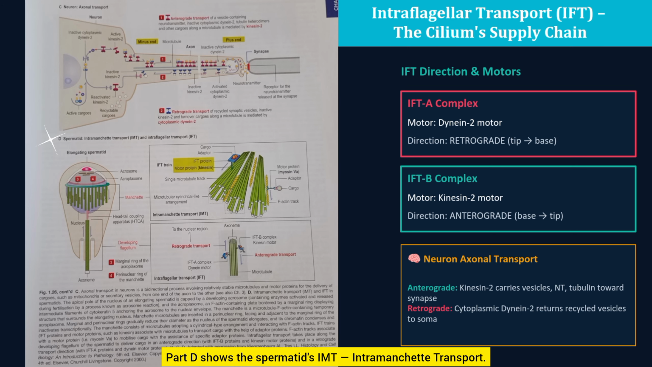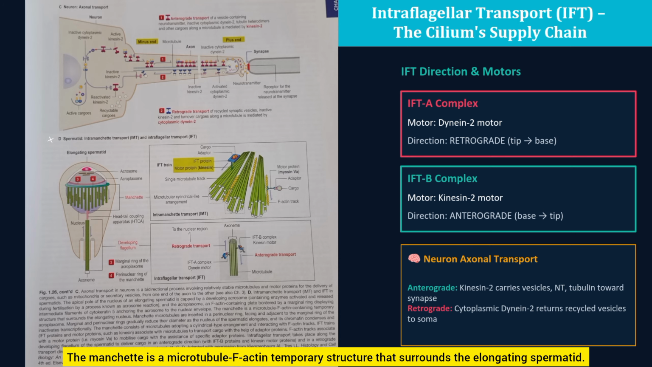Part D shows the spermatids IMT, intramanchet transport. The manchet is a microtubule-affecting temporary structure that surrounds the elongating spermatid. IFT trains transport cargo along single microtubule tracks, kinesin motor in anterograde, dynein motor in retrograde.